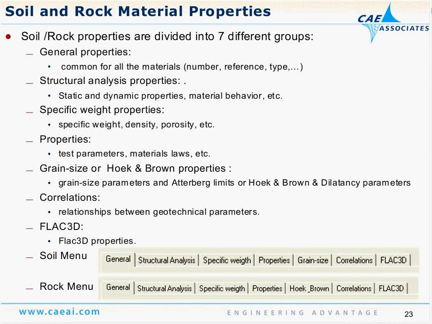The material setup in CivilFEM can be broken into a series of 7 different groups: general properties, structural analysis, structural weight, things like grain size, correlations, and CivilFEM also has an interface to FLAC 3D in terms of a pre- and post-processor for that other soil mechanics piece of software that allows you to do some Lagrangian type calculations.